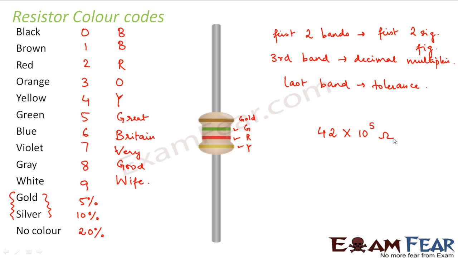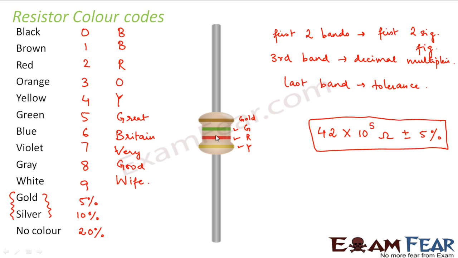Okay, so this is the value of the resistance. And the last band, which is gold here, represents to what percentage this value is correct. So this will be plus minus 5%. So by looking at this resistor, you can say that the value of the resistance is 42 into 10 to the power 5 ohms plus minus 5%. That means this value can be incorrect by plus 5% or minus 5%. So this is how we calculate.